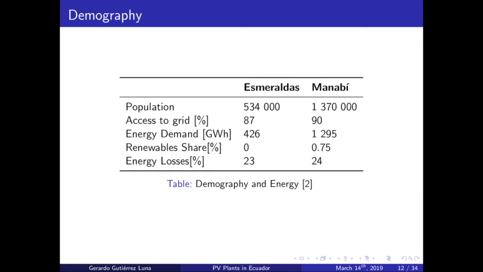The demography of the provinces is as follows. They have a combined 1.8 million people. They have high access to the grid, between 87% in Esmeraldas and 90% in Manabí. They have an energy demand of 1,600 gigawatt hours per year, but a really low renewable share. In Esmeraldas, everything is produced by non-renewable energy, and in Manabí, they have a small photovoltaic plant that produces 0.75% of their energy demand. Also, these two provinces have the highest energy losses in the country, between 23 and 24%.